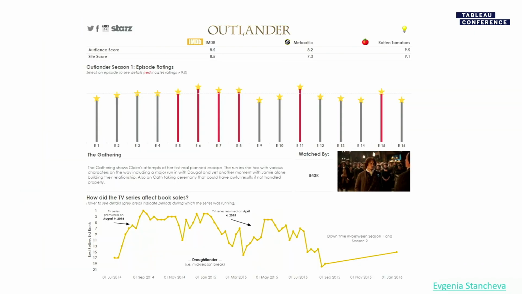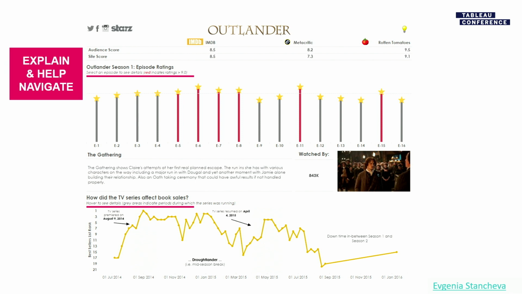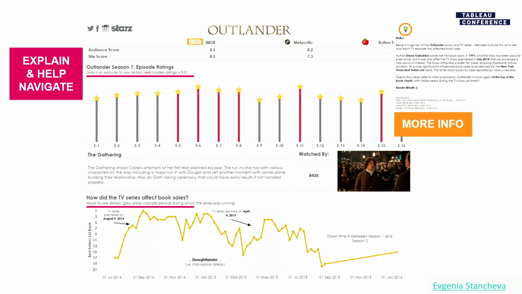The next viz is by my colleague, Jenny. She is the author of multiple Viz of the Week vizzes. And this viz I particularly like because it's a really interesting topic about Outlander. So she found a data set that corresponds the TV episodes and the book sales. And what she did really well here is that she used the titles to explain and help to navigate the users to what they can look at. On the top right, she has the more info icon on demand. So if you want context about what Outlander is about, you can go there and look for it.